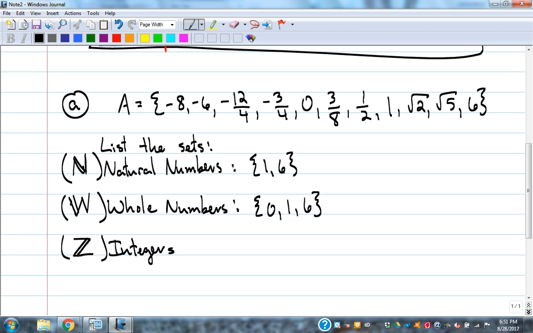So, integers. What does the integers add to things? The negatives. So, which ones are part of the integer set? -8, -6, -12/4. Why is that an integer?